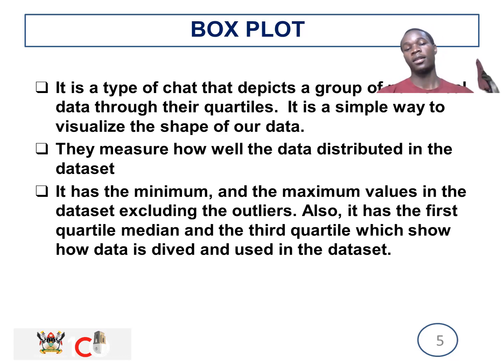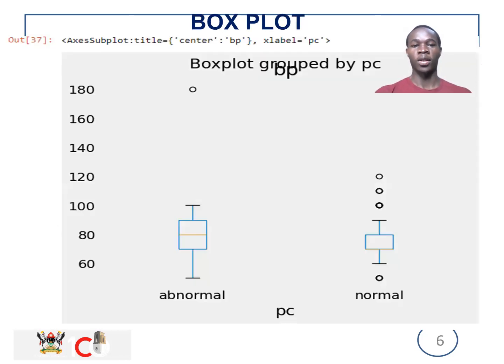In this case, it has the minimum, as I have shown here. It also has the first quartile, the median, and the third quartile, which show how the data is divided and used in the data set. This is what we call the box plot. These are the outliers. These are the values which are outside the range in a given data set. We have the median, the maximum and the minimum. These are the outliers in the minimum. These are the outliers in the maximum. Then inside here we may have the interquartile range.